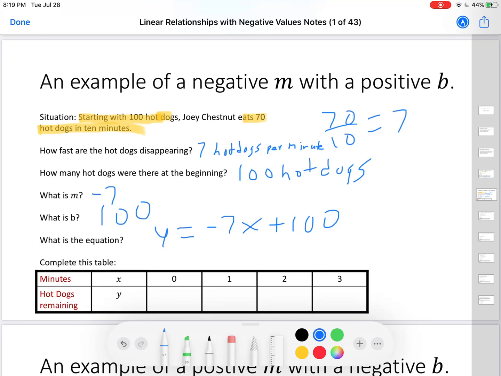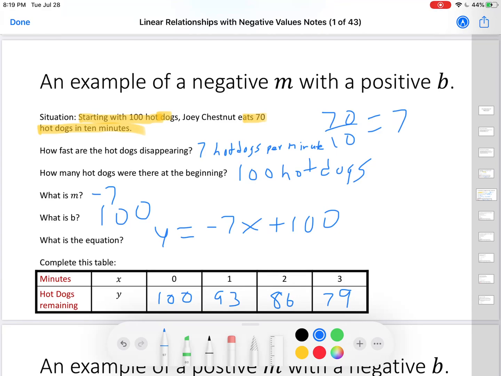All right, so let's fill in the table. 0 is 100, because that's where we start. Eat 7 hot dogs. That would be 93. 100 minus 7. Then 86. 93 minus 7. And then 79. Going down by 7 each time.